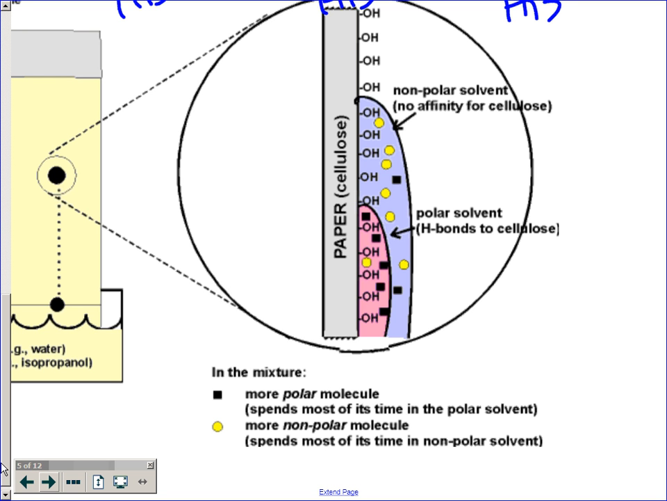Why? So why are they able to travel farther? Okay, because they're not attracted to the stationary phase. If they were attracted to the stationary phase, they would stick. But because they're not, they're traveling along with the capillary reaction that's naturally happening anyway. And so they travel higher.